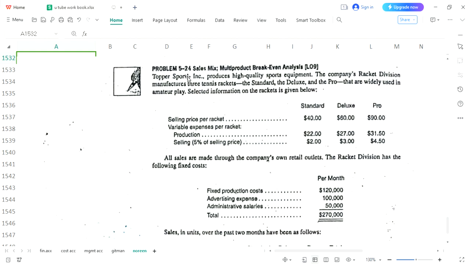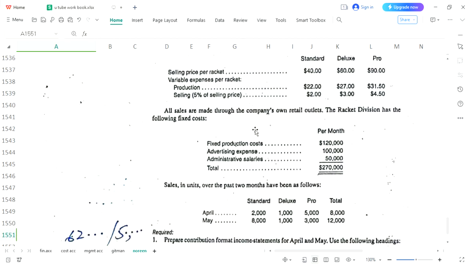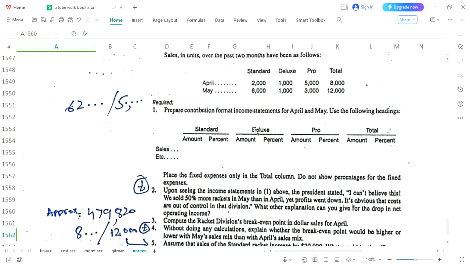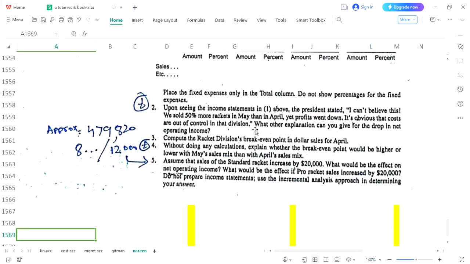What is that? If there is more than one product, we can make income statements of that. Here, the very first thing is to see the volume of the question. From here your question starts and it continues down and down and down. So the volume of the question suggests that it has a length and it would be a long question.